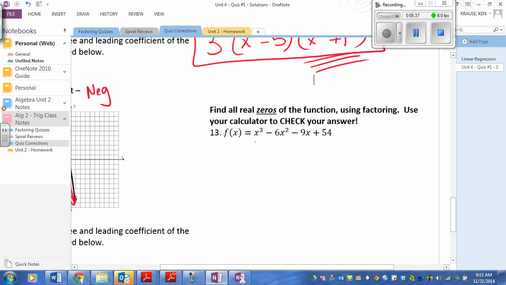And finally, we'll just do a little bit by grouping. We'll group these two together. We'll group these two together. I can take out an x squared here, and I'm left with x minus 6. Take out a minus, copy with a minus. So I'm really taking out a negative 9, because negative 9 goes into both 9 and 54. And I'm left with x minus 6.